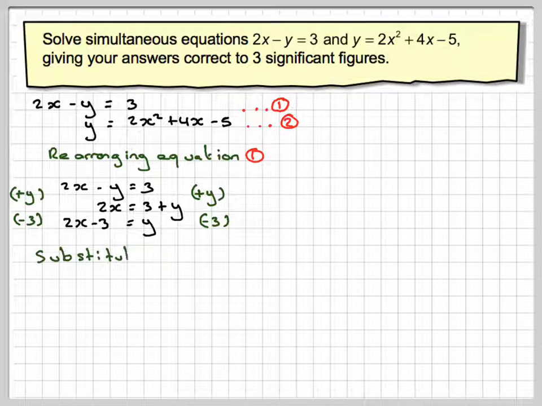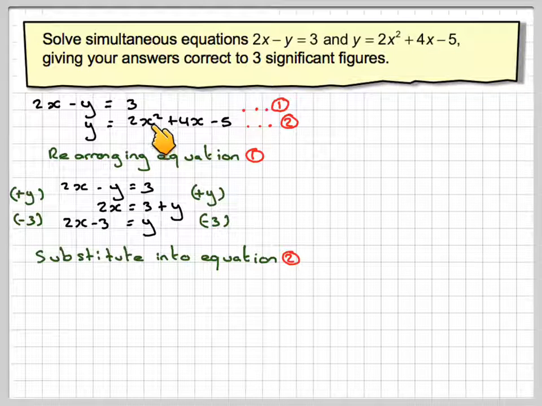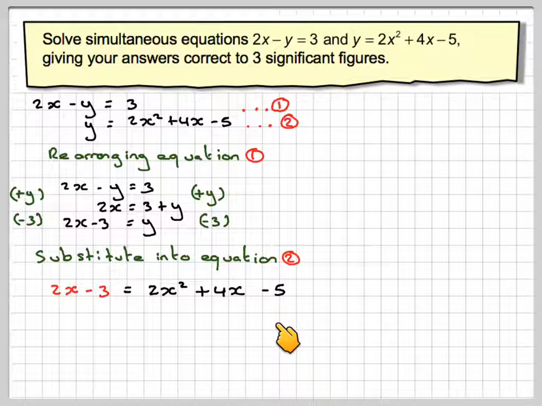Now we're going to substitute this into equation 2. Everywhere there's a y, there's only one place, we're going to replace it with 2x minus 3. So we have 2x minus 3 is now equal to 2x squared plus 4x minus 5. Now this is a quadratic. To solve quadratics, you put them equal to 0. So we're going to take 2x and add 3 from both sides. That will give me 0 on that side.